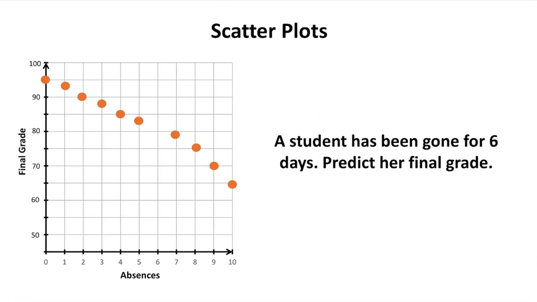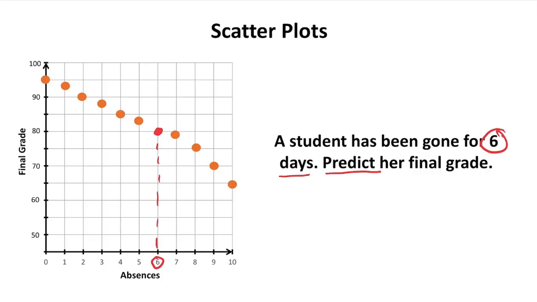Now you may see a question like this. A student has been gone for 6 days. Predict her final grade. What we're going to do is go on our graph and look at where the absences are. They're on the x-axis. We're going to find 6. Then we're going to follow it up and look about where it would land on our line. I would say probably right in here, right? That would complete the arrow going through.